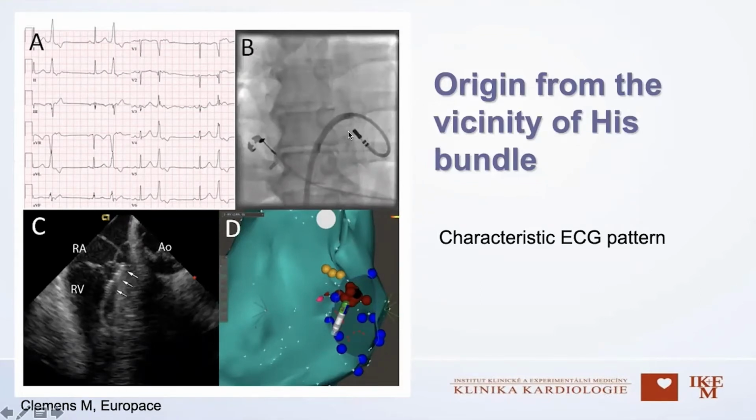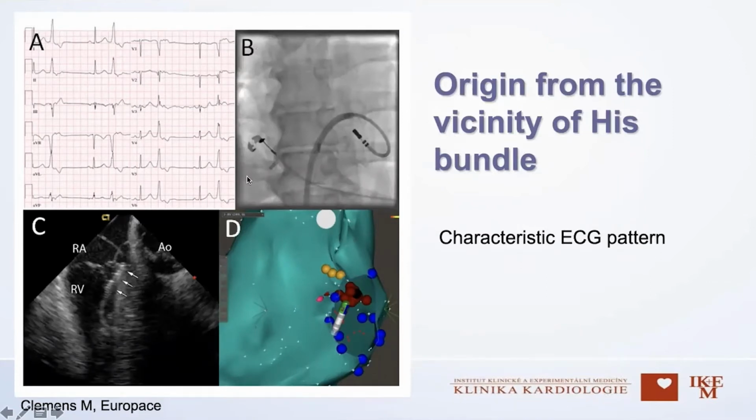Another area, the septal area, is where you have to use a sheath, and you can go beyond the septal leaflet of the tricuspid valve. Again, here you see typical morphology. It's perihisian, or in the vicinity of the His bundle. Positive here, and this one is usually negative in lead 3 or aVF, or biphasic, let's say.